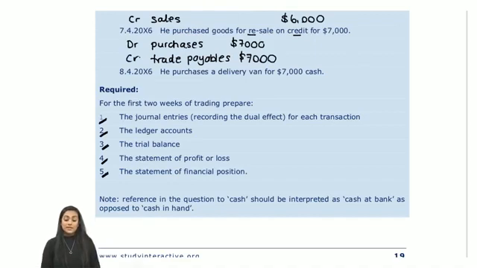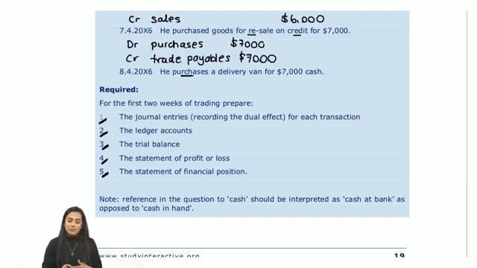he purchases a delivery van for $7,000 cash. Now, when students see the word purchases, they think, it's a purchase. But a purchase is where we buy goods for resale. This is just a purchase of a motor vehicle, which is a non-current asset. So you can't debit purchases, okay?